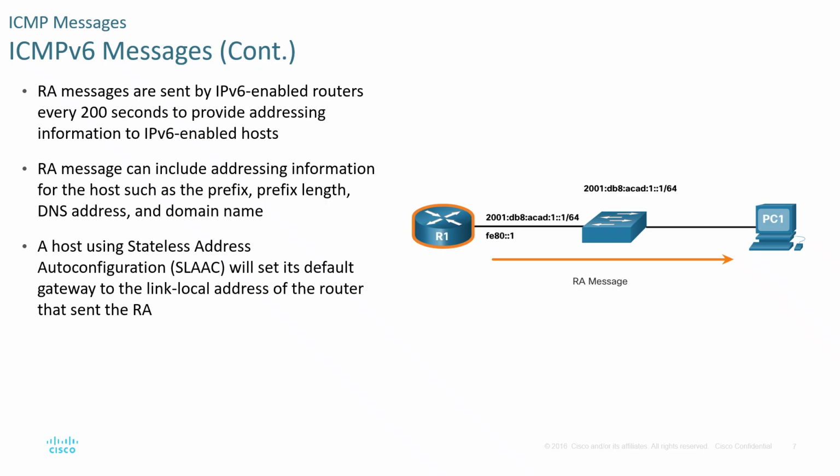Now, RA messages are sent by IPv6 enabled routers every 200 seconds to provide addressing information to IPv6 enabled hosts. And again, do not forget the command that is utilized to tell a router to do this functionality is the ipv6 unicast-routing.